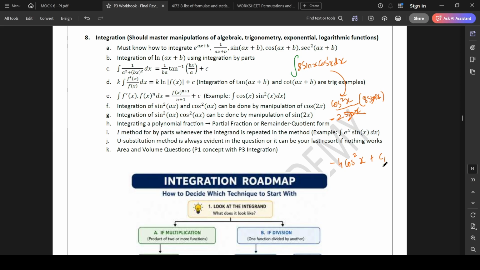Let's call it C1. Why did I call it C1? There is a logic behind that. I'll explain that to you in a while. Now, let me integrate the same thing with the help of the sine 2x formula. For that, let me use another color.